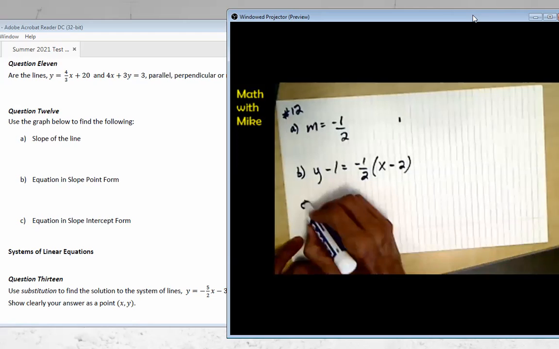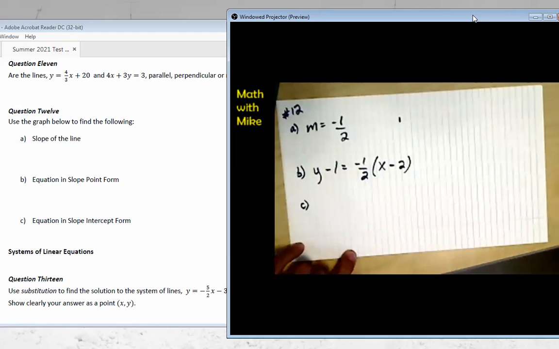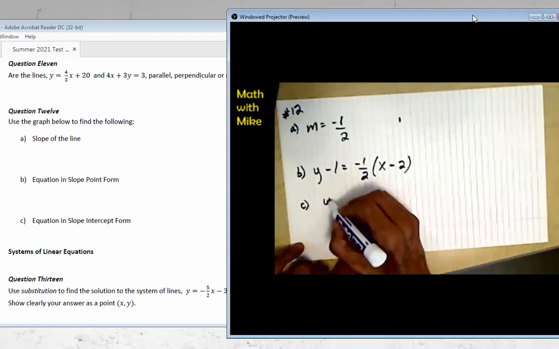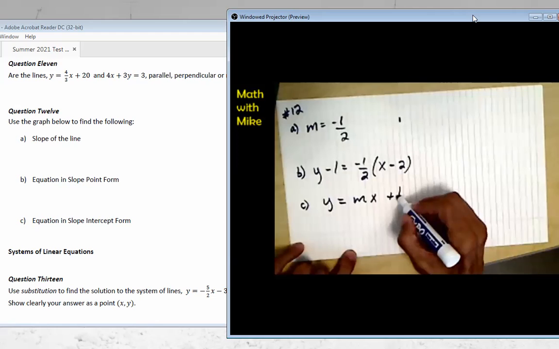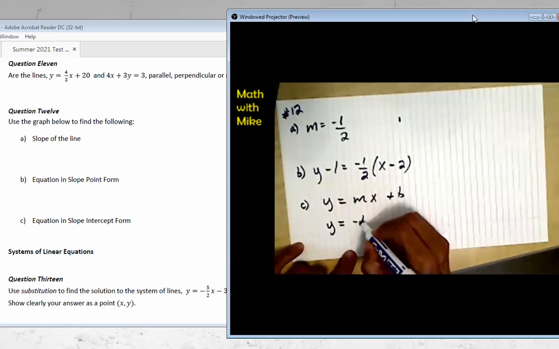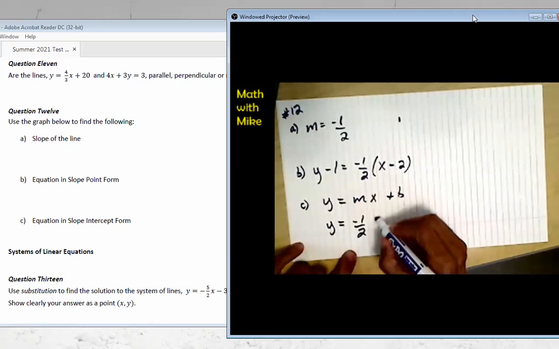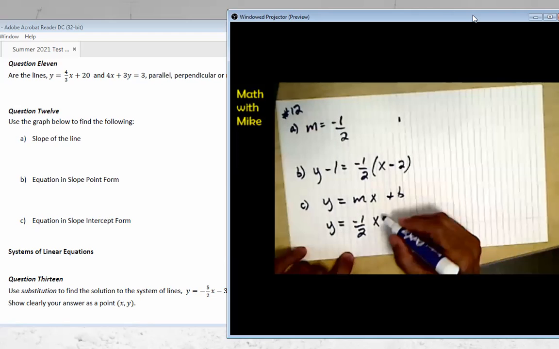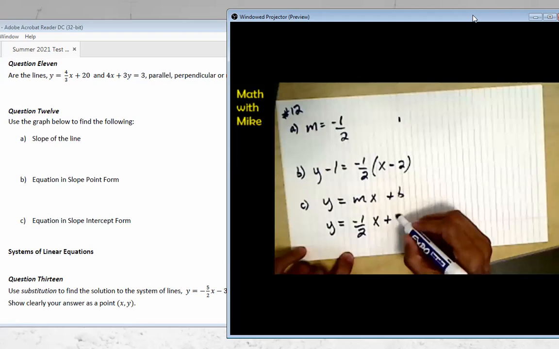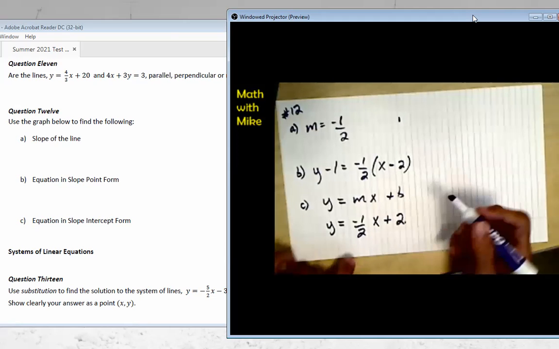Slope intercept: you get y equals mx plus b. Fill in the number for m and fill in the number for b. So it's still minus 1/2. Slope doesn't change, the line doesn't change even though we're changing the style. And from the graph, it's hidden, but you can clearly see that the graph crosses the y-axis at (0, 2). So it crosses the y-axis when y is equal to +2.